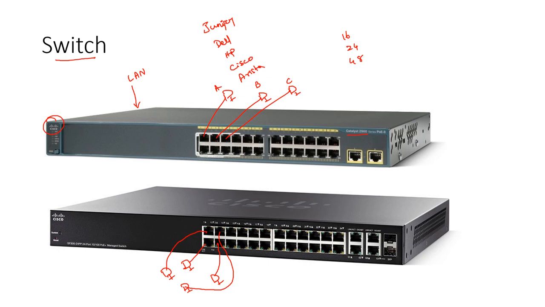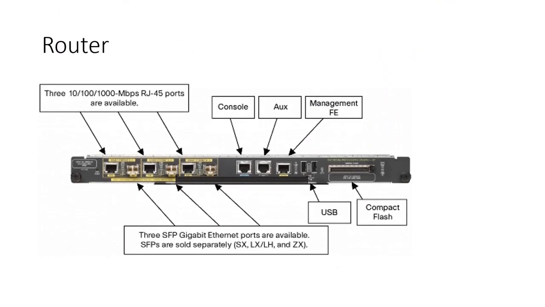So what if I need to communicate outside my LAN? I need to go to a router. If I need to go to the internet, let's say the internet is over here, and I need to communicate to this internet, what do I need? I need a device called a router. Then how does that router look like? You see, this is what a router is. This is a sample device.